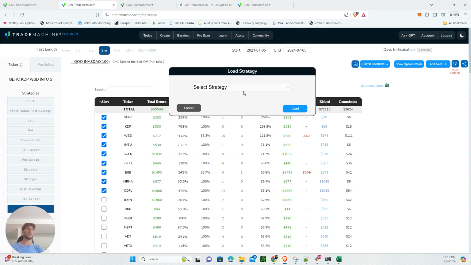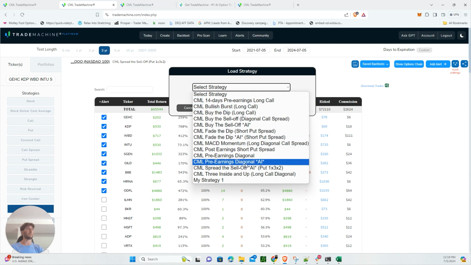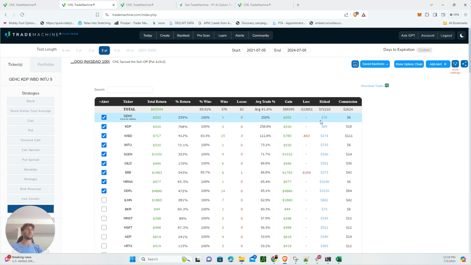And you could do the same with their other AI-powered backtests here: pre-earnings diagonals, fade the dip, buy the sell-off, et cetera, et cetera. So that way you get these to your email if you don't feel like dealing with this every day and you can't be on a computer. But there are a lot of really powerful things you could do here within Trade Machine. This is just one of them.